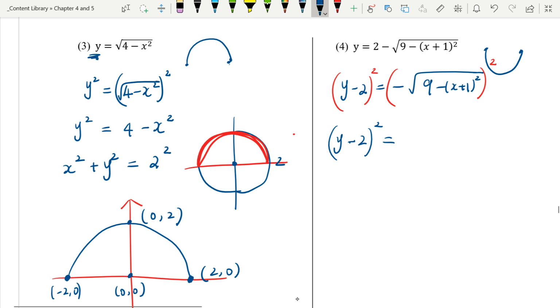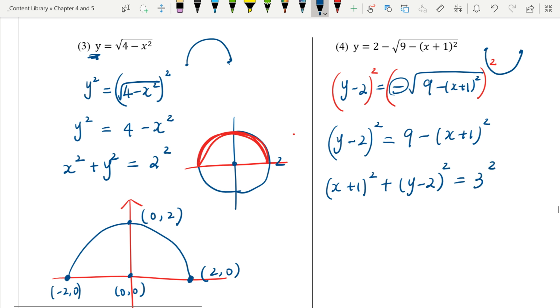What does this side become? What's the right-hand side? Correct. It's just 9 minus (x plus 1) squared. The negative will get rid of the negative when we square it. So negative 1 squared is just positive. Two negative numbers multiplied together give a positive. And two square roots multiplied together leave the inside. So after rearranging it, we have that.